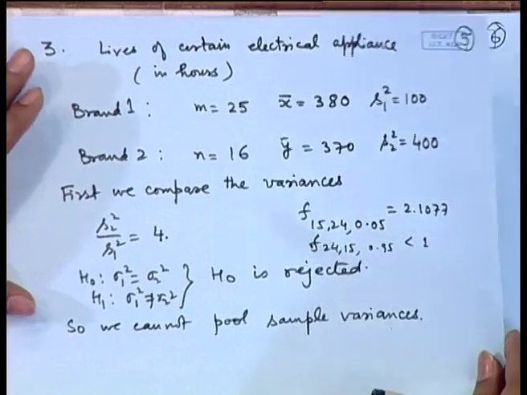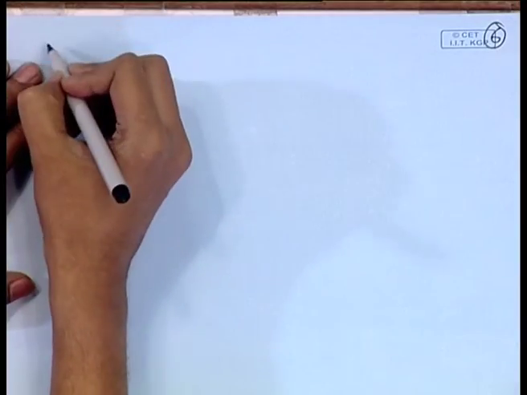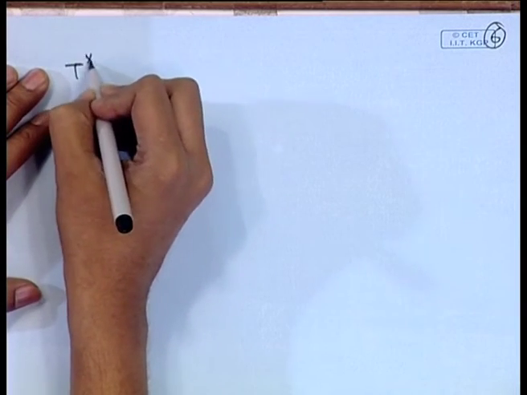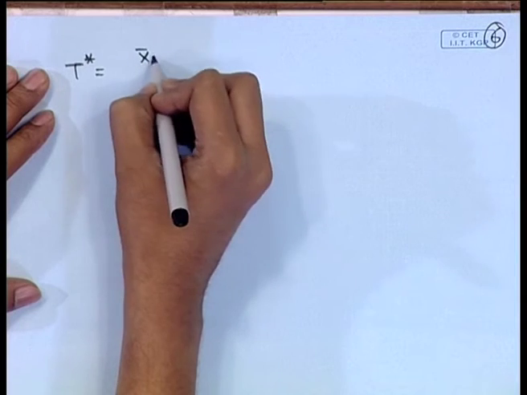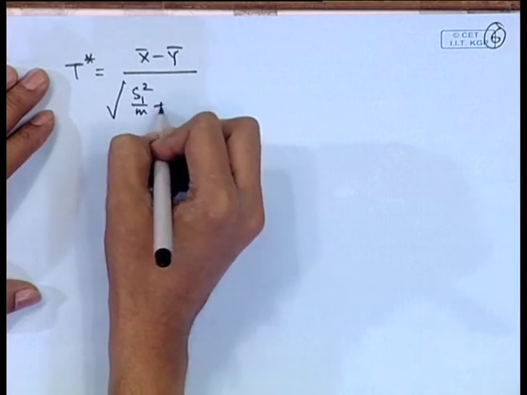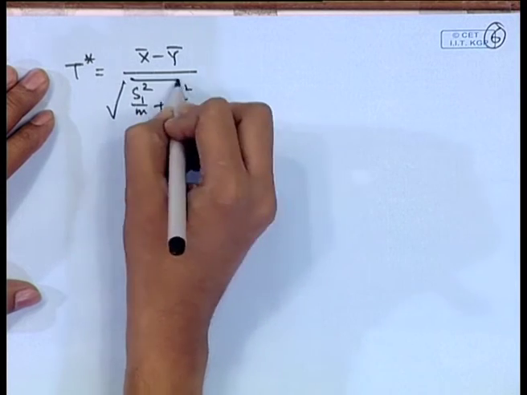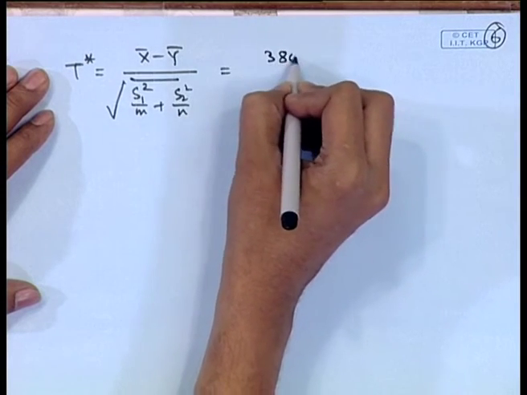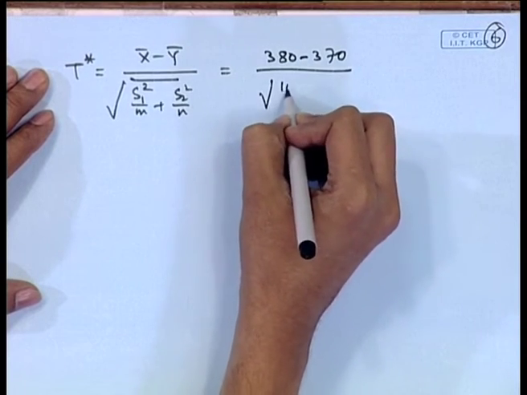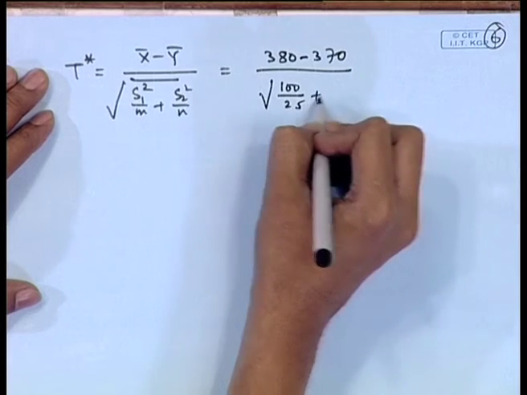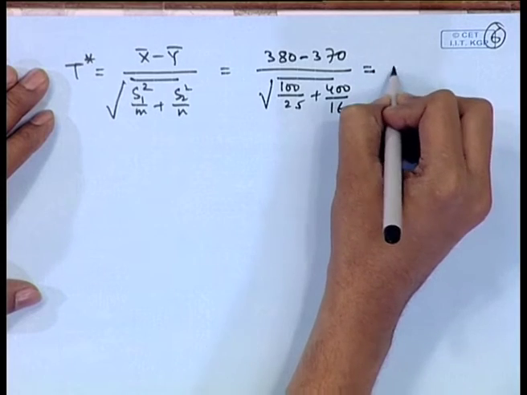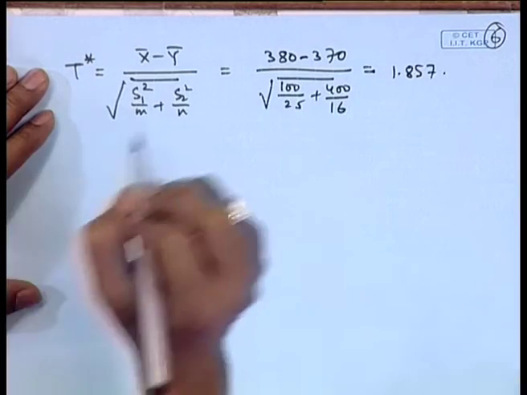So, if we cannot pool, then we have to use the Smith-Satterthwaite procedure. We have T star as x bar minus y bar divided by square root of S1 square by m plus S2 square by n. That is equal to 380 minus 370 divided by square root of 100 divided by 25 plus 400 divided by 16. This value can be seen to be 1.857.